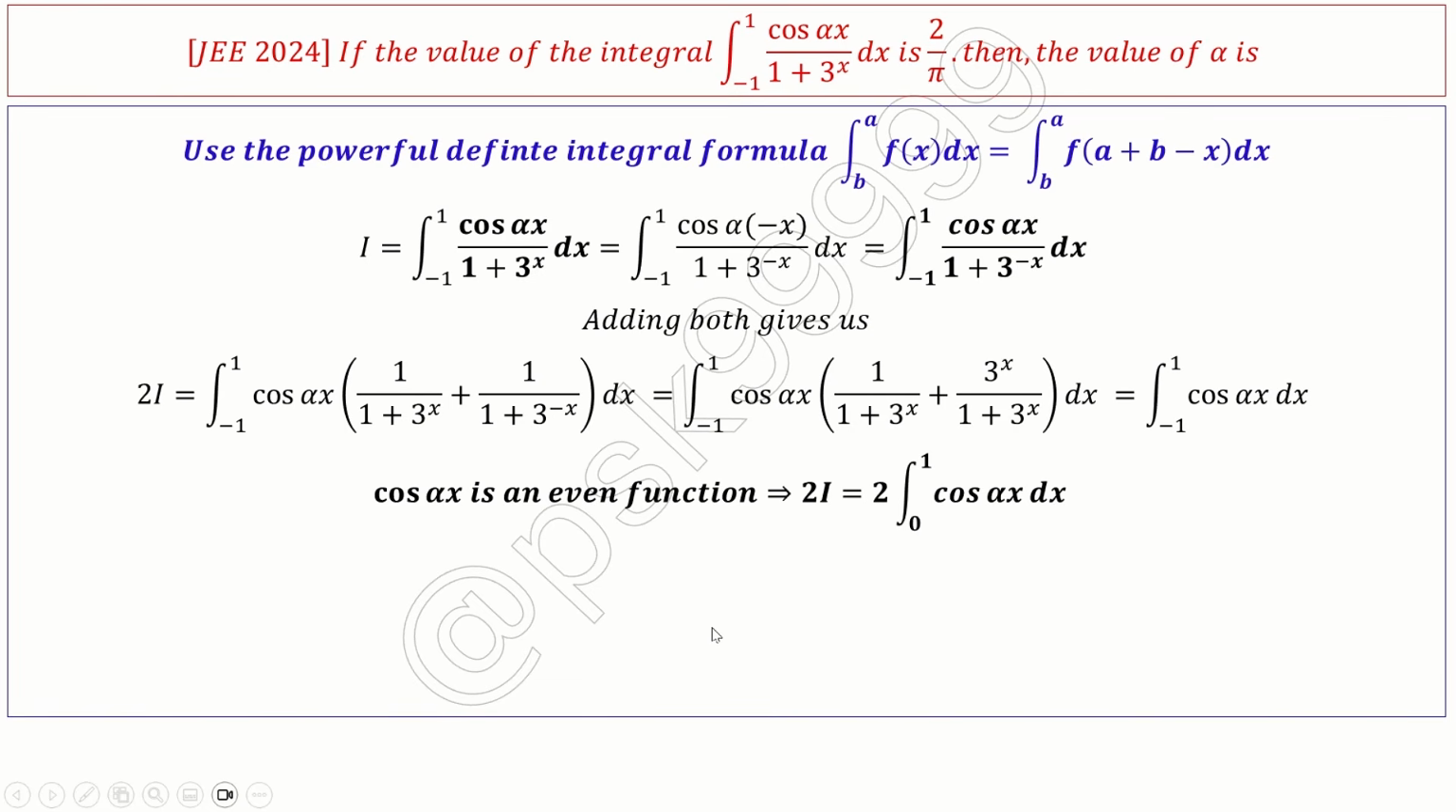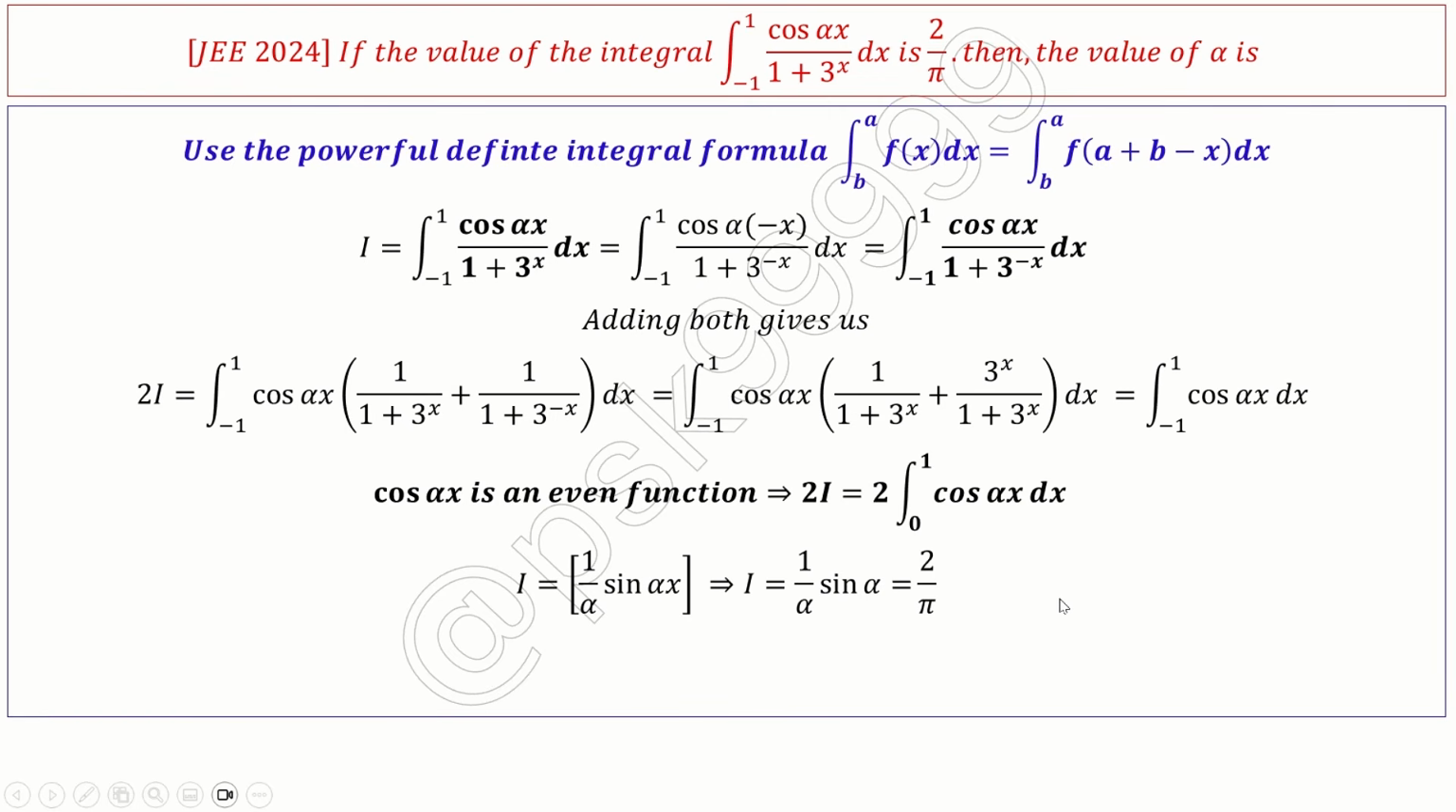Now 2I equal to 2 times this one, so I is nothing but just the integration of this one, which is 1 by alpha into sin alpha x. Apply the limits of 0 to 1, so that is nothing but 1 by alpha sin alpha minus 0, basically that is nothing but sin alpha by alpha. This is 2 by pi. Sin alpha by alpha is 2 by pi.